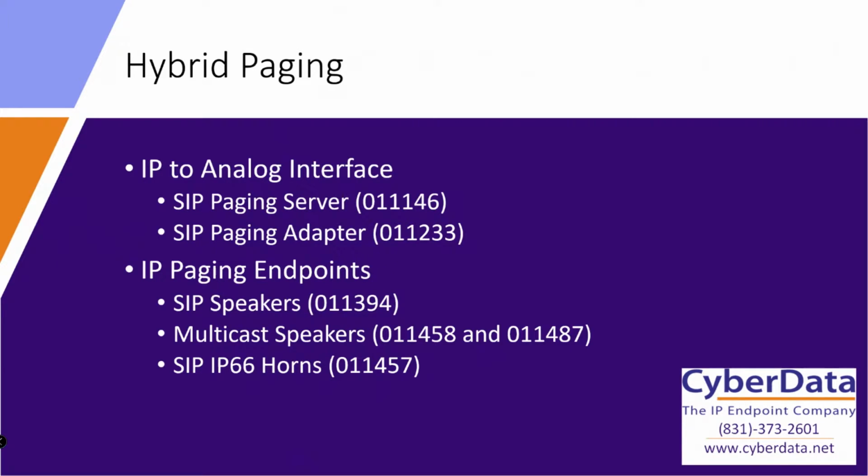Next, we get to the IP paging solutions or equipment that you'll be using during your actual paging capability. And that could be either our SIP speakers, part number 011394, our multicast speakers, either in a ceiling mount or a wall mount, ceiling mount being 011458, and the wall mount being 011487. Or finally, and of course my favorite product here at CyberData, are SIP IP66 horns, and that would be part number 011457.